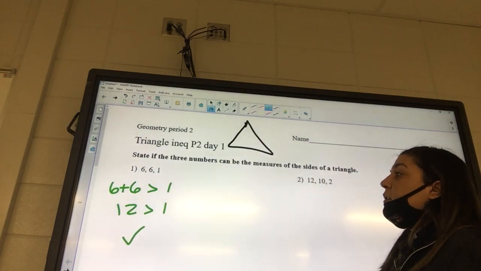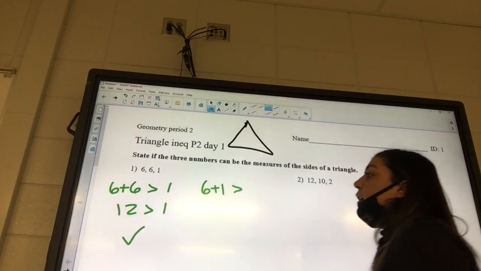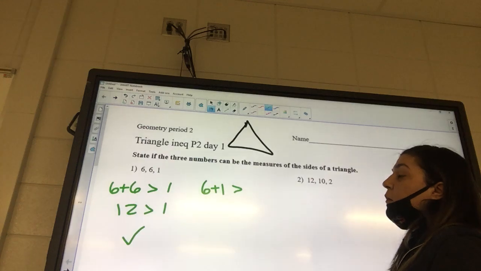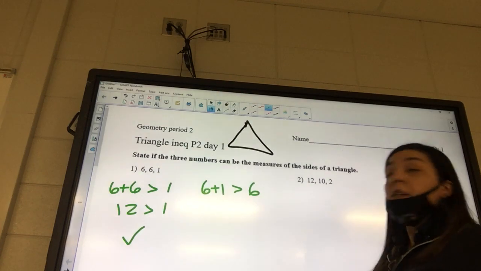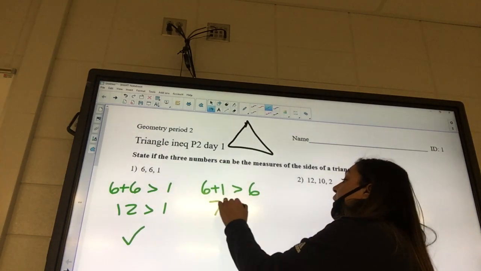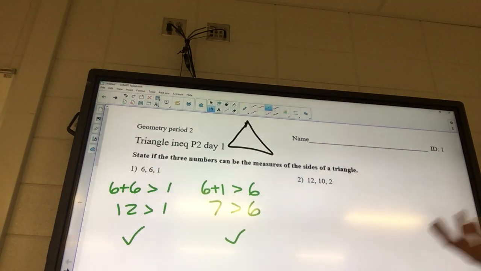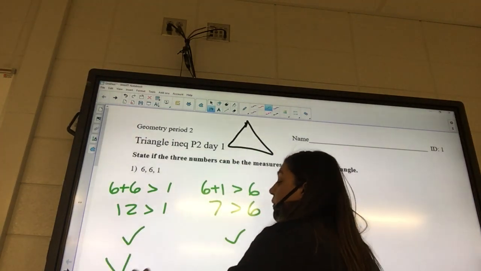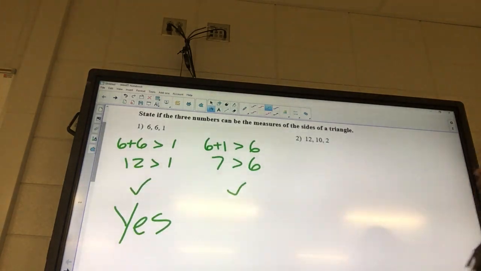What would you check next? 6 and 1. So 6 plus 1 should be greater than, what number's left? 6. So 6 plus 1 is what? 7. Is 7 greater than 6? Yeah, so it checks out. Now, normally you would have 3 different numbers because it's a 6 and a 6. This one kind of looks weird. Okay, so yes, this one is a triangle. Or it could be, okay? Because they want to know if those 3 numbers could be a triangle, okay?